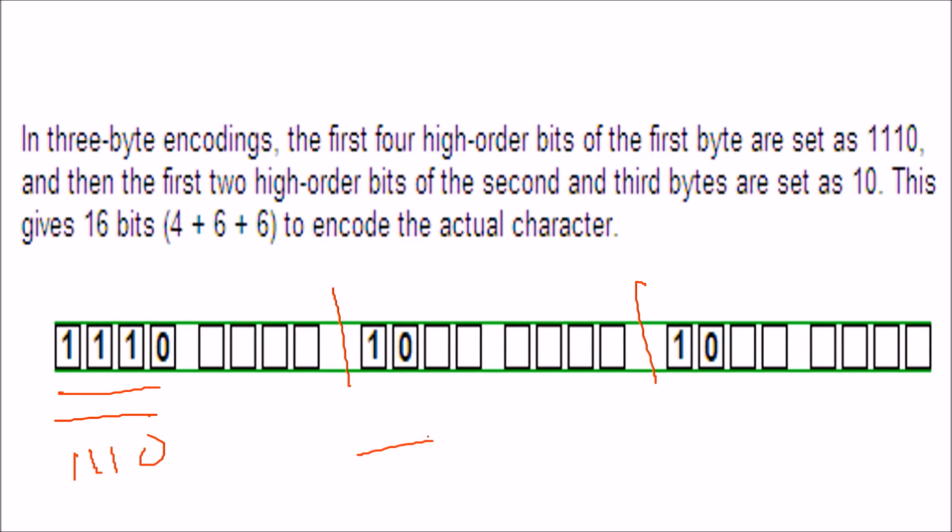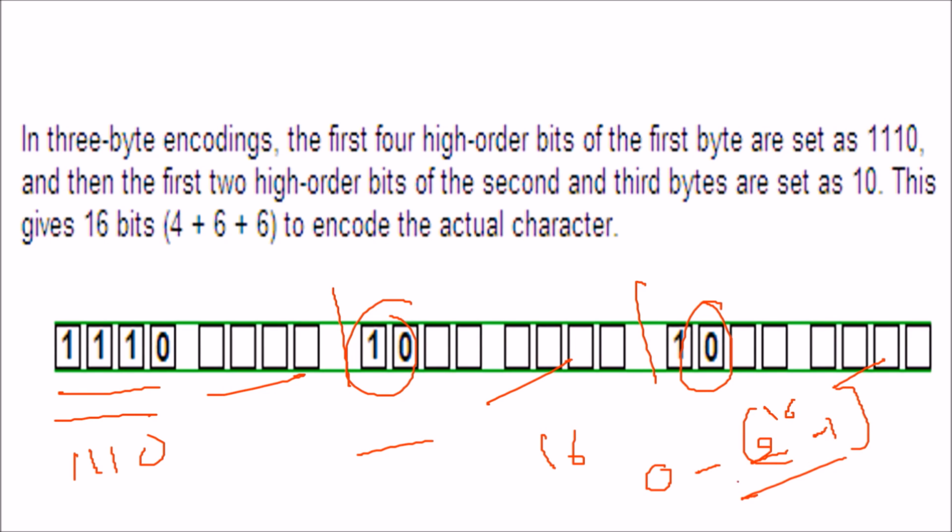The second byte's first 2 higher order bits will be 10, and again 10 for the third byte. So what we are left with is 4, 6, 6. That will be 6 plus 6 plus 4, that is 16 bits. So the actual character can be coded from 0 to 2 to the power 16 minus 1. These many characters can be encoded.